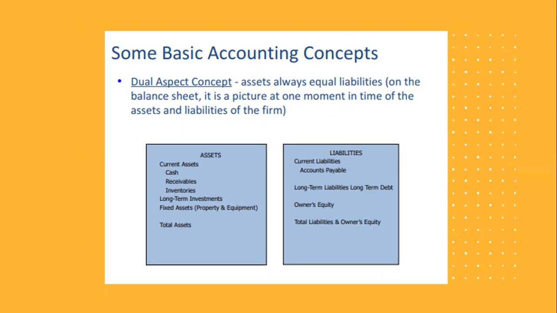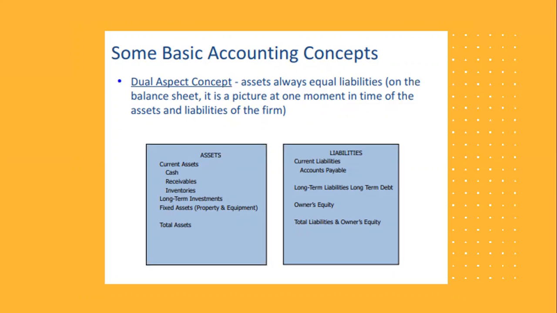Let's talk about the first one, which is the dual aspect concept. And here, this is something I've been mentioning pretty much throughout this lecture, but it is that assets always have to equal liabilities. Remember that, assets include current assets and long-term assets, and liabilities include three categories: current liabilities, long-term liabilities, and owner's equity. And so your total assets have to equal total liabilities and owner's equity. So very important for you to remember this, especially from a balance sheet point of view.